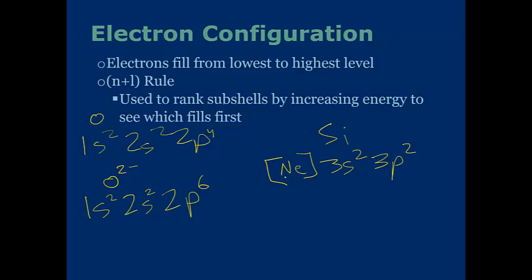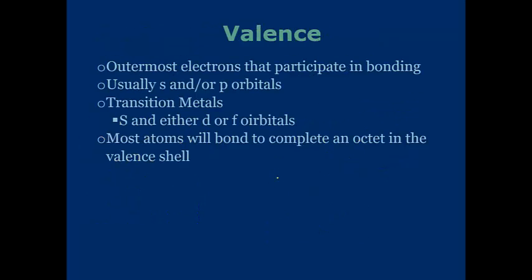Perfect. Now, if we were to look at neon, neon is just a shorthand for this. If you don't want to write this, you just write this little bracket shorthand. On the MCAT, you're generally going to see the shorthand, so make sure you know how to read it.